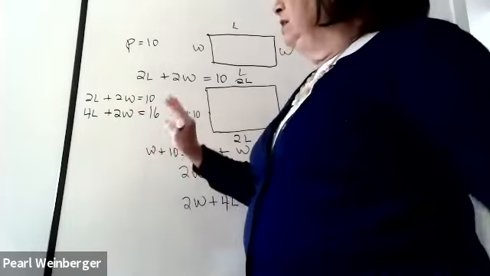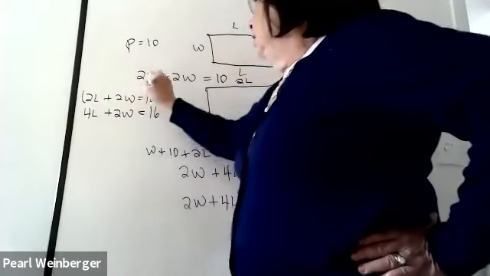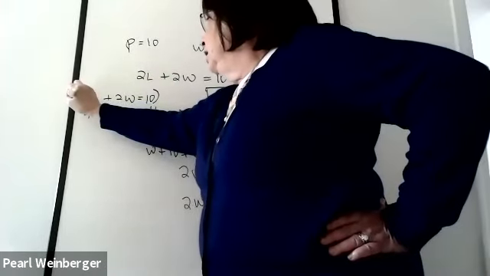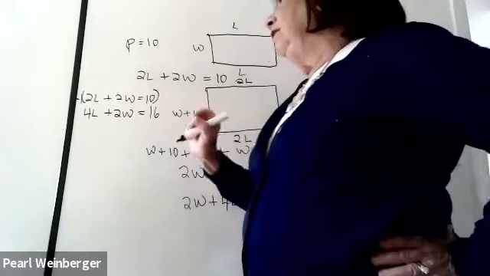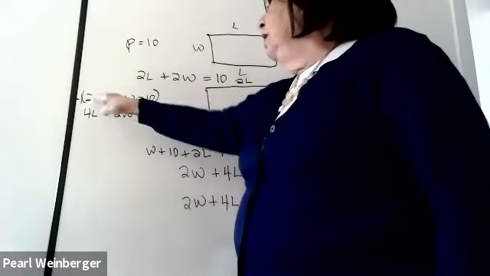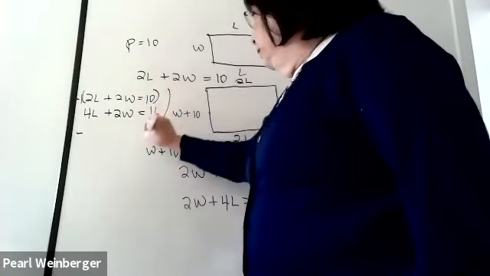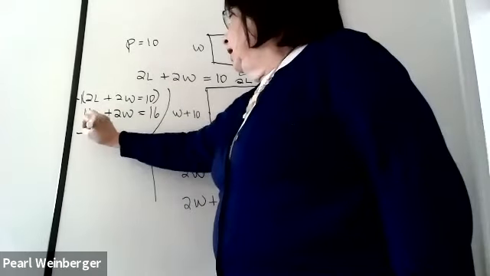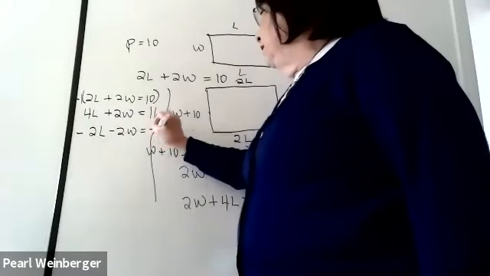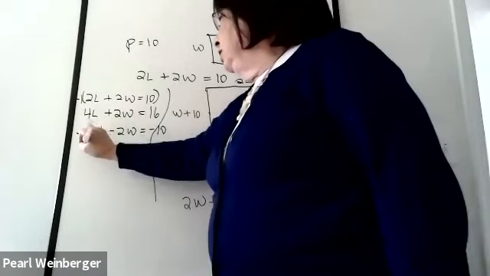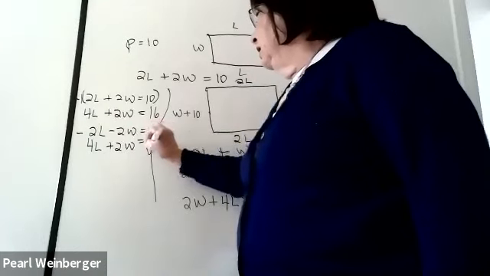And it's very easy to get rid of the W's by just multiplying one of the equations by -1. You could do it my standard way, and if you want to get rid of the W's, multiply this by 2 and this by -2. But you might see right away, if you multiply the top equation by -1, you'll get -2L minus 2W equals -10. The bottom equation stays 4L plus 2W equals 16.